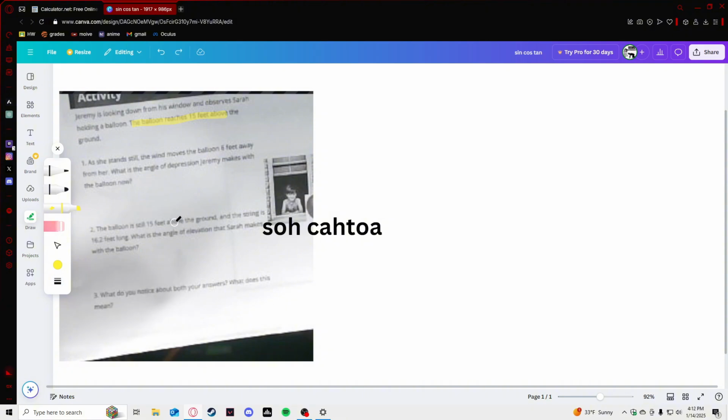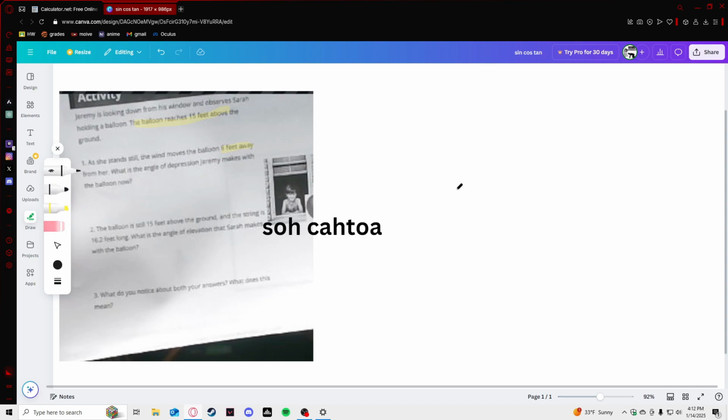Alright, the balloon reaches 15 feet above the ground. So that would be the balloon up, which is important info. The first question on this is, she stands still and the wind moves the balloon 6 feet away from her. What is the angle of depression Jeremy makes with the balloon from her now? Jeremy being this little lad. But the number we should take away from this is 5 feet.